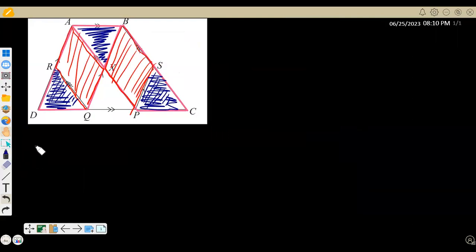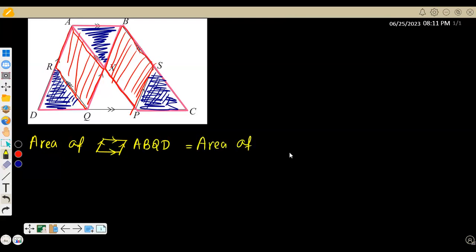Okay. Then first of all, we write that area of parallelogram ABQD is equal to area of parallelogram ABCP. We have proved this one.